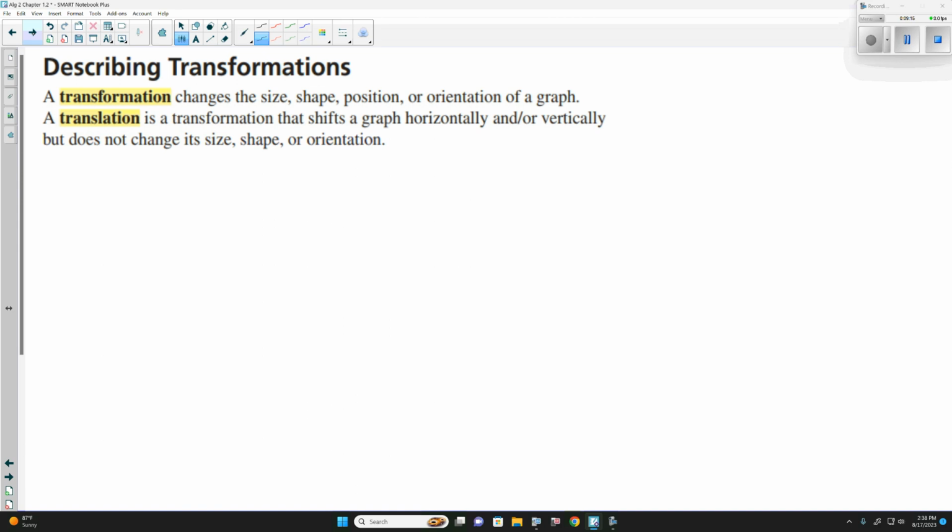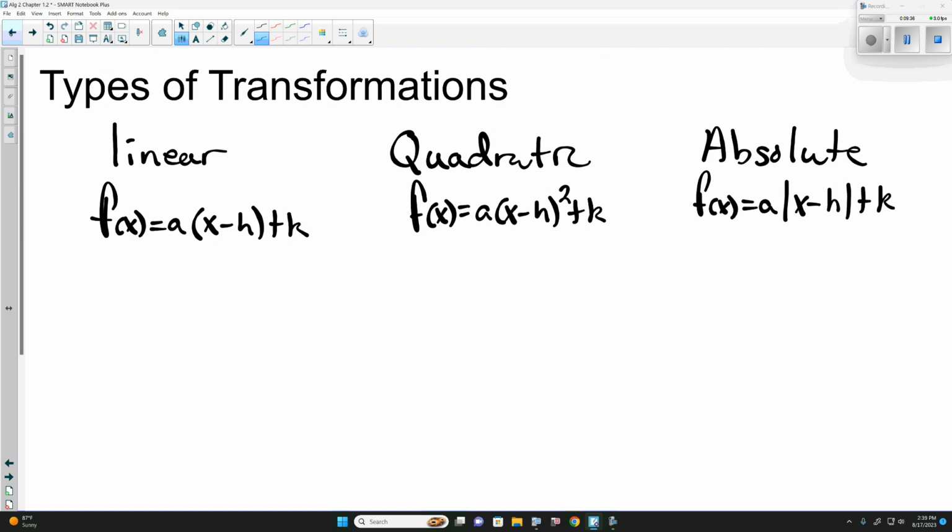A translation is a shift, a movement of the graph, up, down, left, right. It does not change its shape, size, or orientation. We're just grabbing it and moving it around the graph, or moving it around our coordinate plane. Now, if you want to draw arrows, you can. I'm going to list them below.